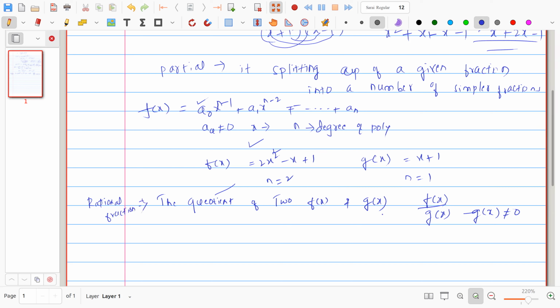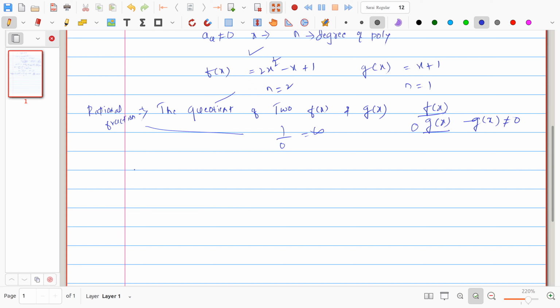Why is g of x not equal to 0? If it is 0, then the rational fraction does not exist, because 1 by 0 is infinity, and it does not make sense. Then we will see how we generally write partial fractions as simpler fractions. Suppose you take a rational fraction with g of x, and one more term h of x, and we resolve this into partial fractions by taking two constants.